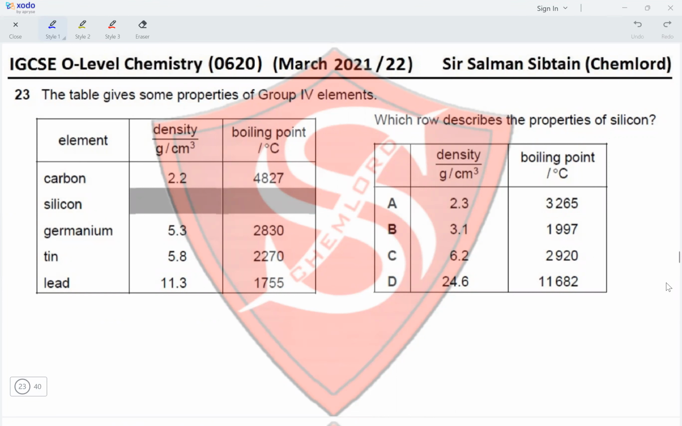So larger than 2.2 is 2.3 and 3.1, and lesser than 5.3 are also the same values, eliminating options C and D. Now the boiling point would be lesser than 4827, but would be greater than 2830. So the boiling point that is greater than 2830 is 3265 and not 1997. This eliminates option B and makes option A the correct option for this question.